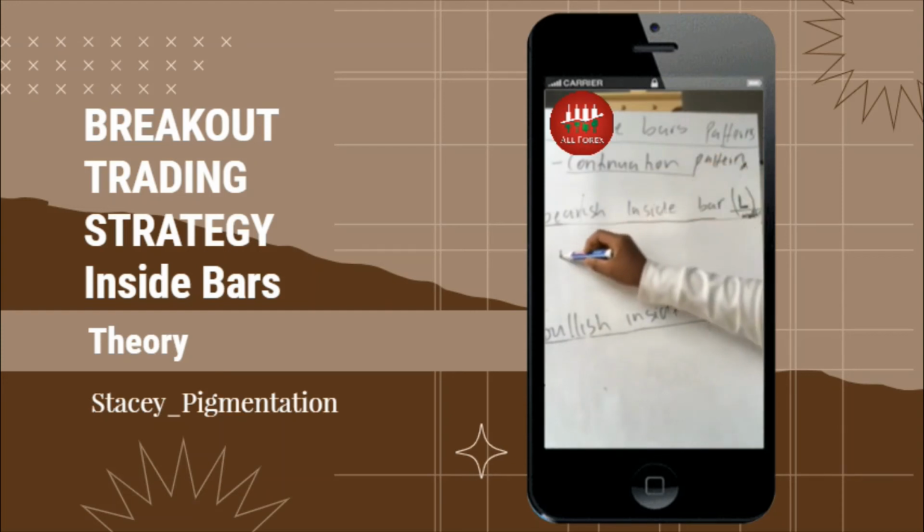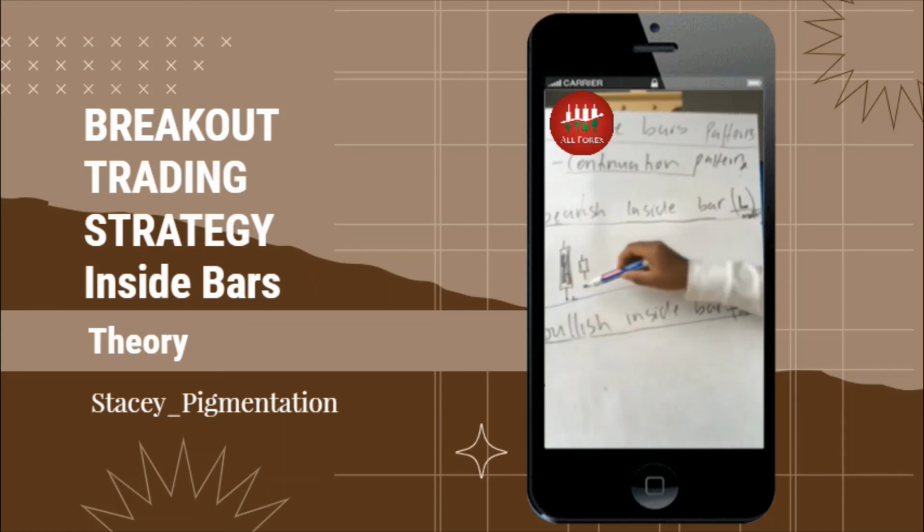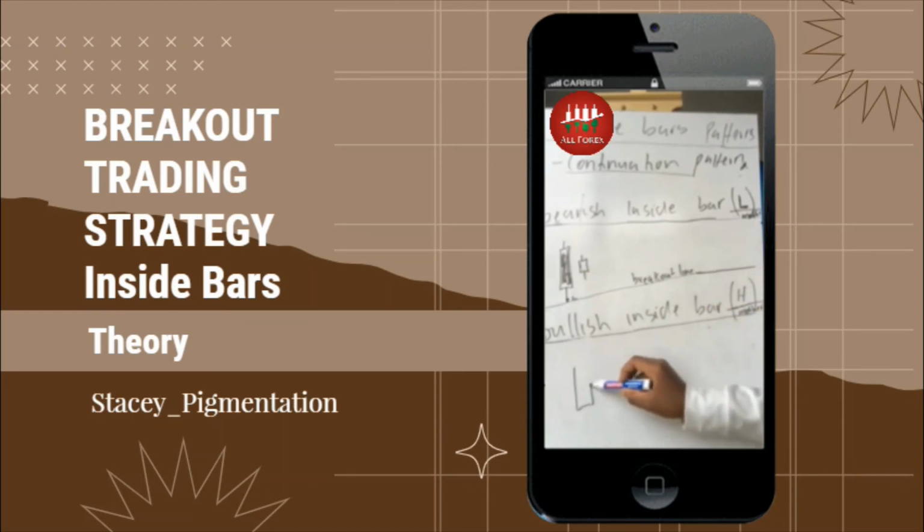So what happened now, since this is a bearish inside bar, mother bar followed by a baby bar. So I said on the bearish inside bar, we only focus on the low. We only focus on the low of the mother bar, meaning that on that low of the mother bar, I'm going to have a breakout line here, a breakout level or line.